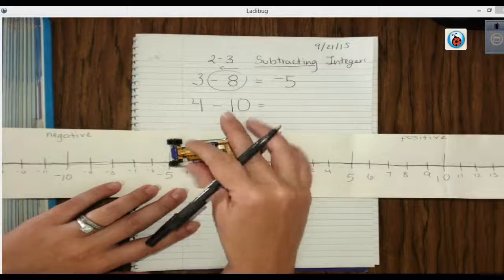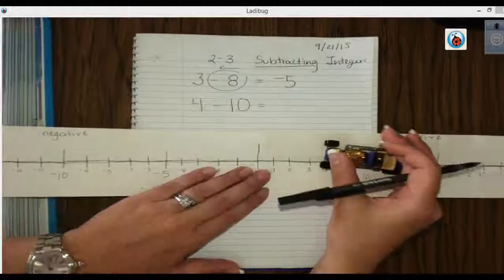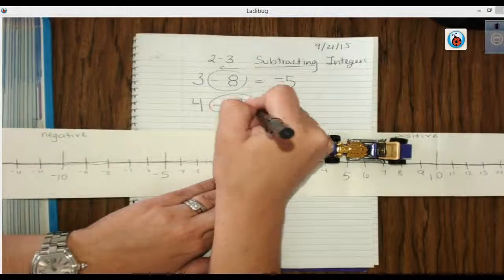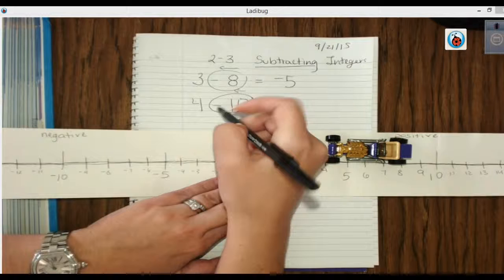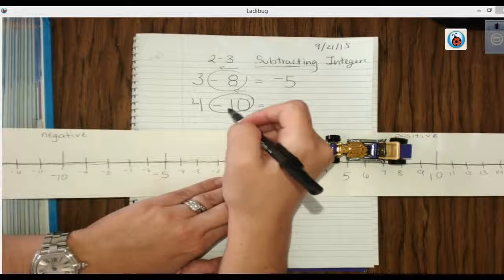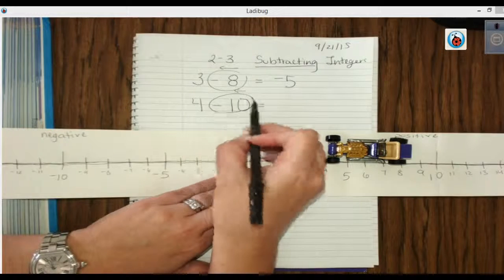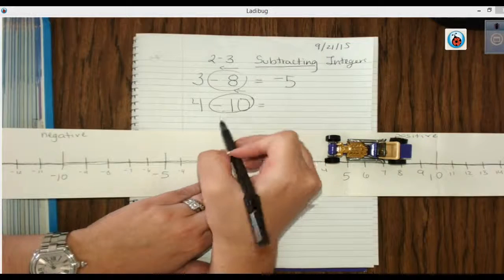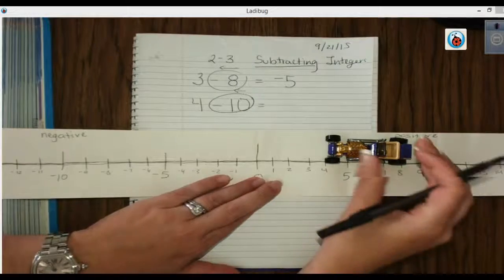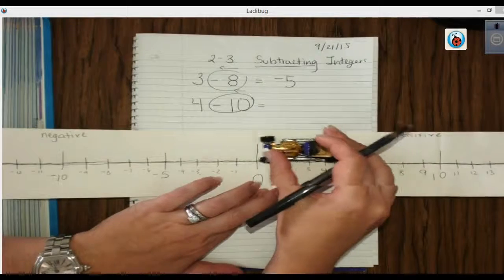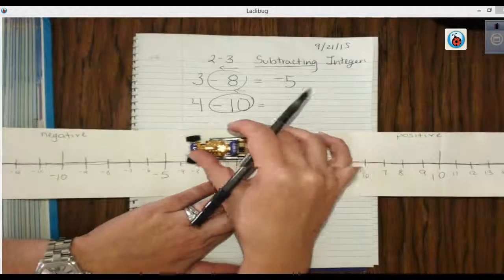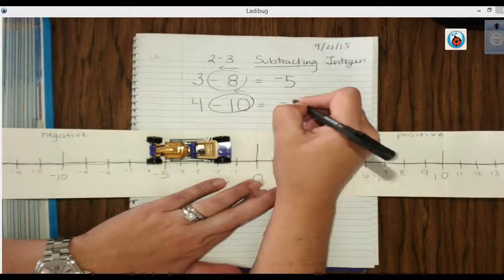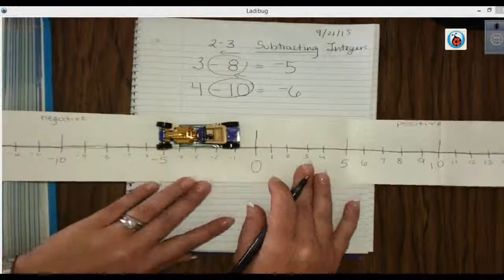So let's say we had 4 minus 10. Where would we start our car? At 4. And would we move to the right or to the left? To the left, because we're subtracting 10. Now, notice how I'm circling the minus with the 10. Do you see that? That helps us remember that we're moving to the left. So 1, 2, 3, 4, 5, 6, 7, 8, 9, 10. Where did I end up? Negative 6.